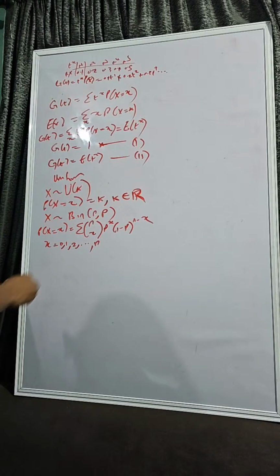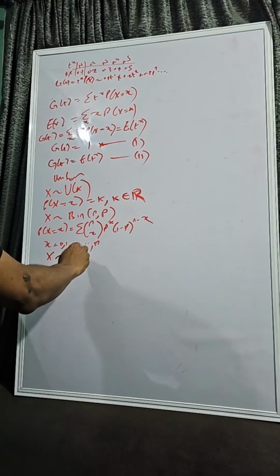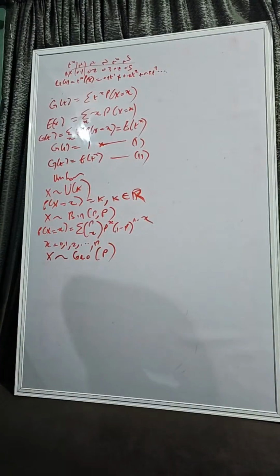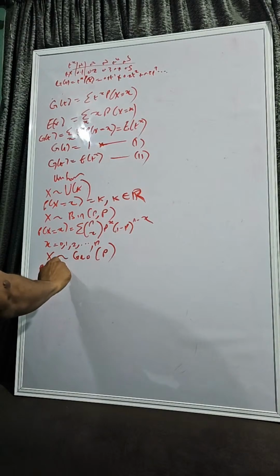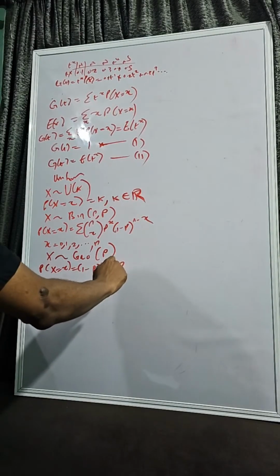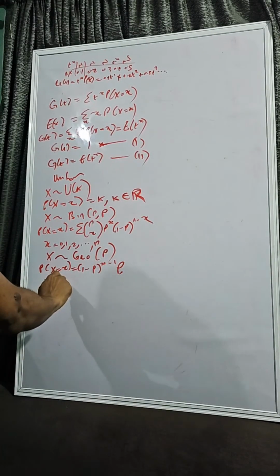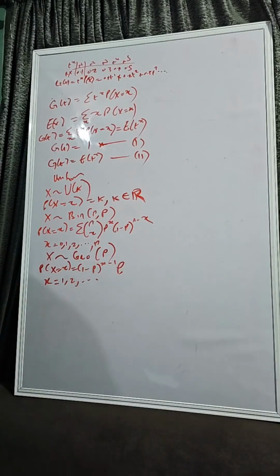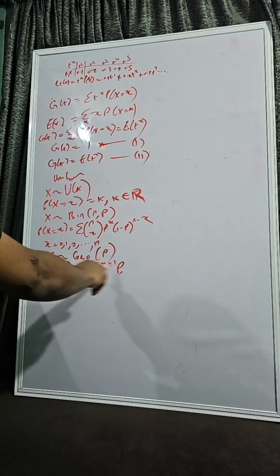Now for geometric, this is how we represent geometric. Geo of p. Now the probability mass function for geometric is what? X equals x is 1 minus p raised by x minus 1 times p, where x equals 1, 2, and so forth. So when is this used? This is used to represent the number of failures in an event before success is achieved. So if the distribution looks like a case where there will be failures until you achieve success, then you are working with geometric distribution, and this is the PMF.